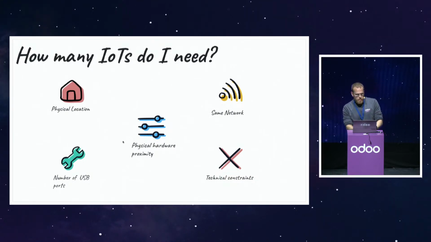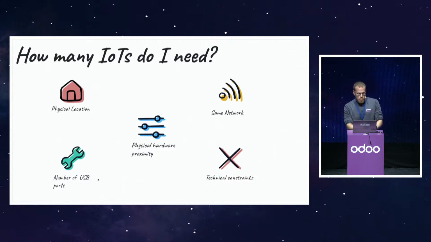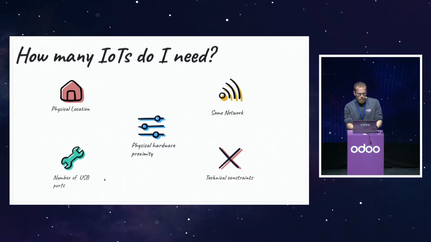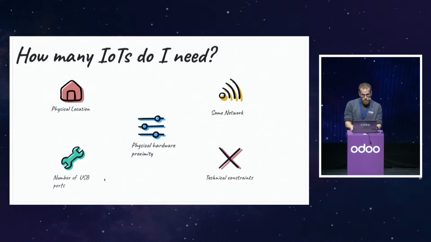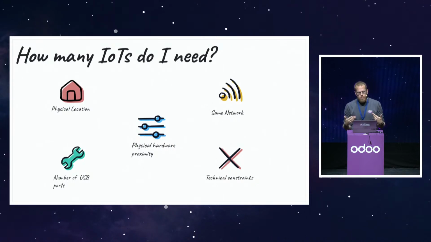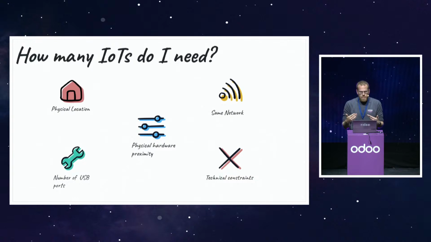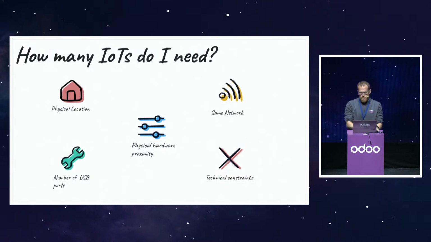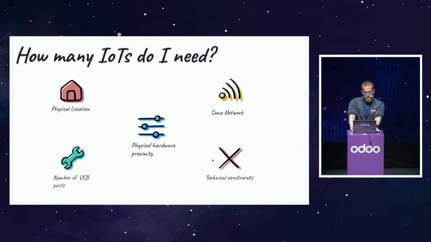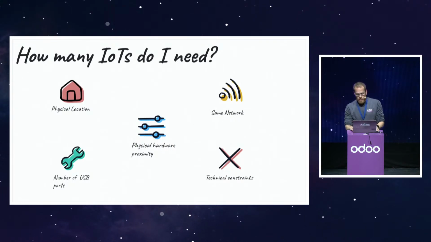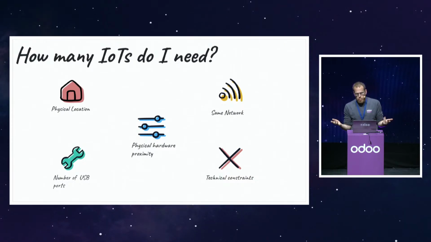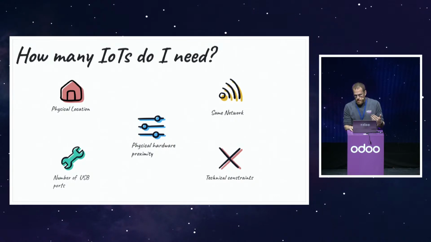As Ermin told you before, there is the number of ports. So the IoT is limited to 4 ports, and for your computer it will depend, but most of the time it's 2. So if you have many devices to connect, you might need more IoTs. We also have some technical constraints. For example, every payment terminal needs one IoT box. So if you have 2 payment terminals, then you need 2 IoTs.